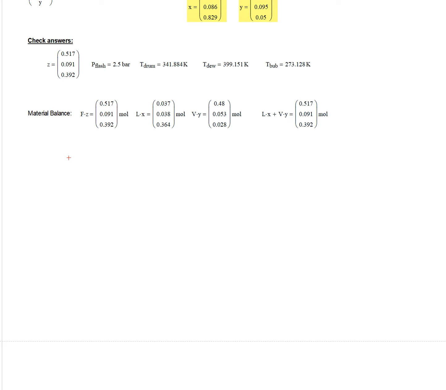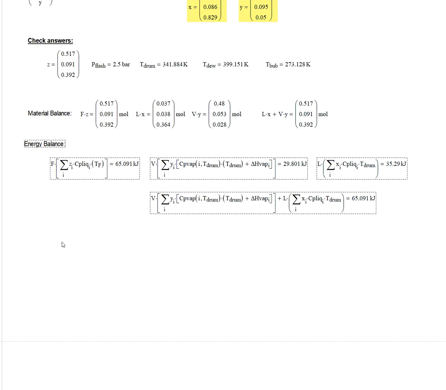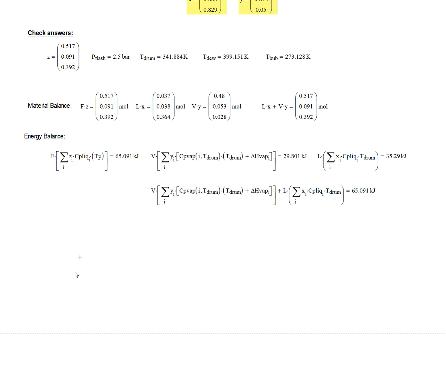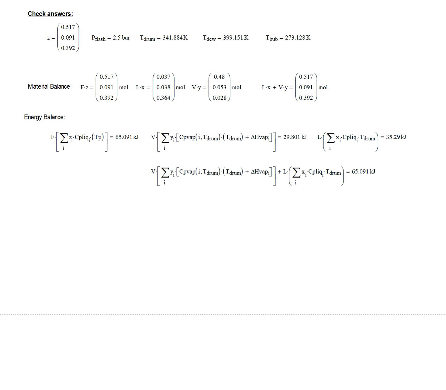What about our energy balance? We can look at our energy balance terms and make sure those things add up and make sense. Our total enthalpy coming in is 65.09 kilojoules, our vapor stream leaving is 29.8, and our liquid stream leaving is 35.29. If you don't want to do the math in your head, you can do it here in MathCAD, and you see that these enthalpies match up. So that gives us more confidence.